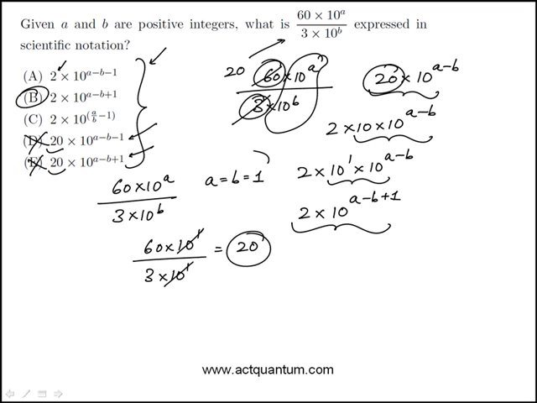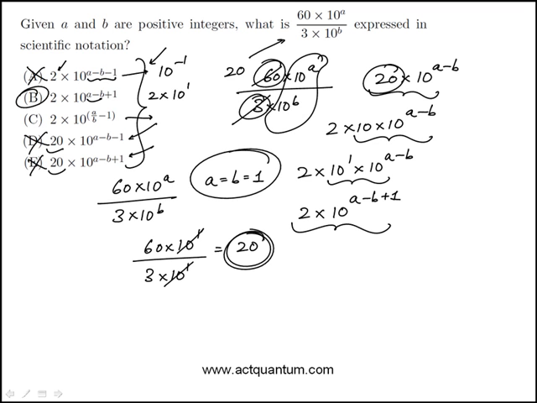So what you then have to do is replace A and B with 1. It's possible that more than one answer choice might give us 20. So if A is equal to B is equal to 1, this becomes 10 to the minus 1. So that's not the same. So A is out. This, of course, we know already is correct, because A minus B is 0. So this is 2 times 10 to the 1, which is 20.